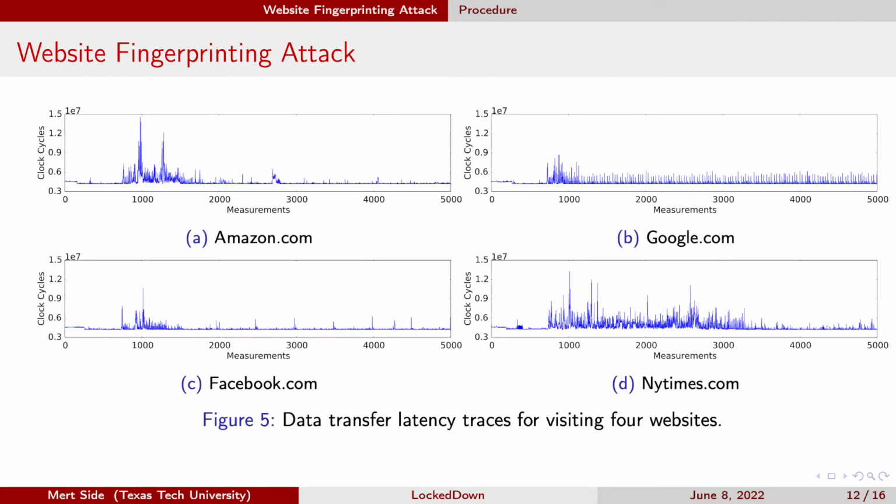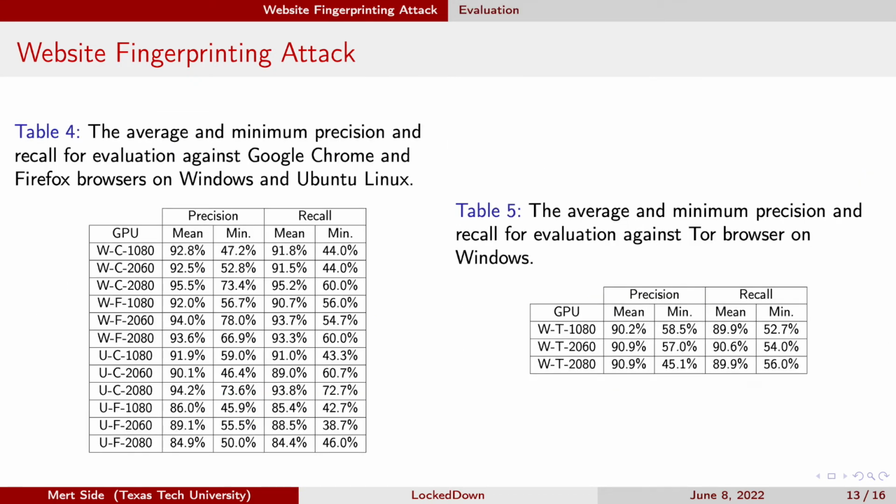We observe that when visiting different websites, the patterns of the induced traffic on the host GPU PCIe bus are different. We capture these patterns to use them for identifying which websites are being browsed. From the figure, we see that each website gives rise to a distinctive pattern, which is interpreted as its fingerprint. For our evaluations, we have created a list of 100 popular websites. We evaluated against popular browsers like Chrome and Firefox on both Windows and Linux.